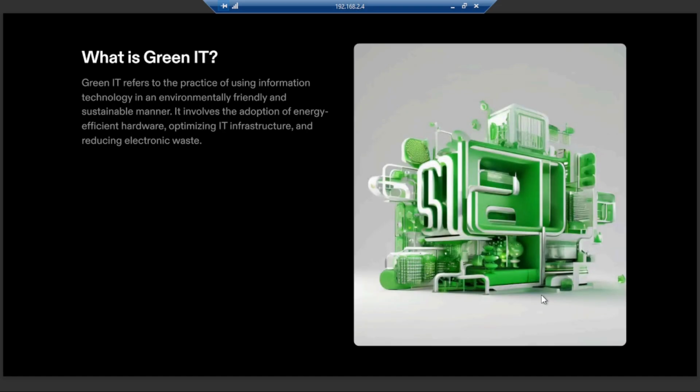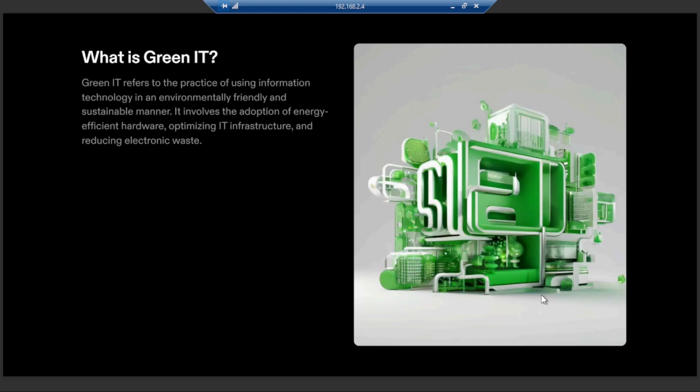Green IT refers to the practice of using information technology in an environmentally friendly and sustainable manner. It involves the adoption of energy efficient hardware, optimizing IT infrastructure, and reducing electronic waste.